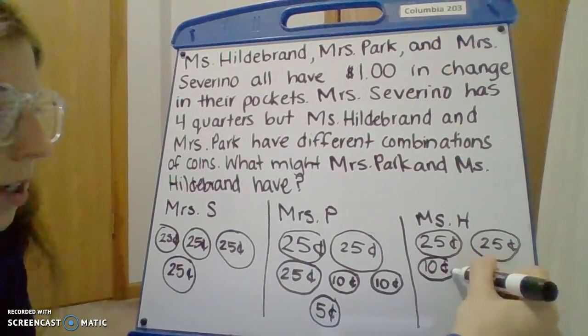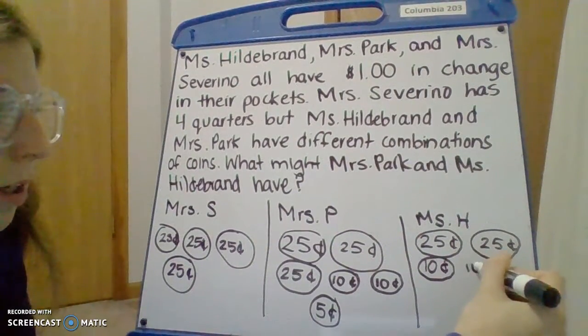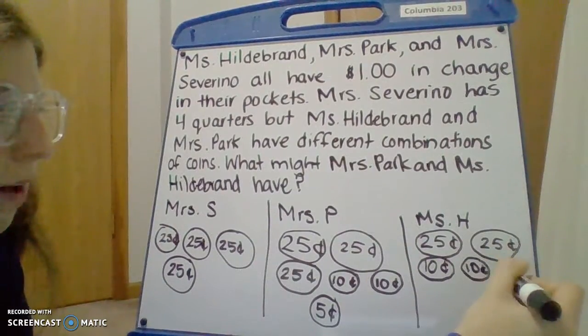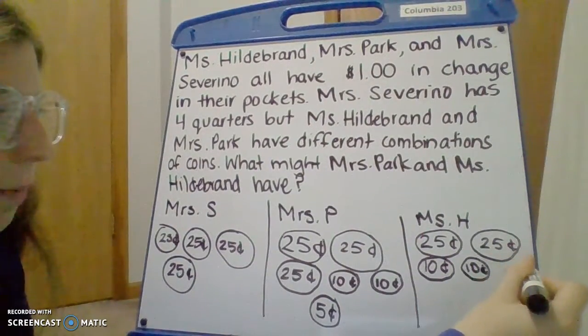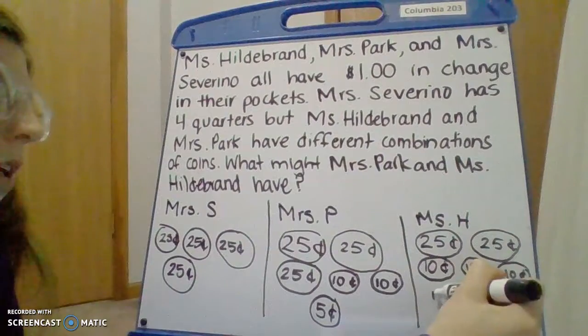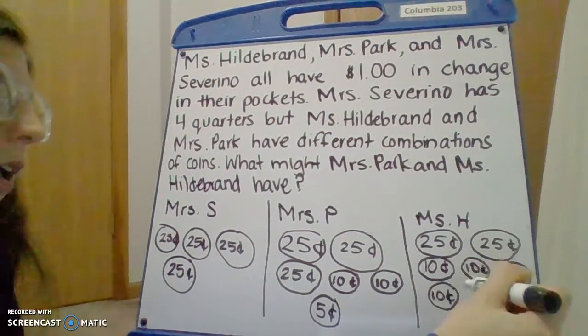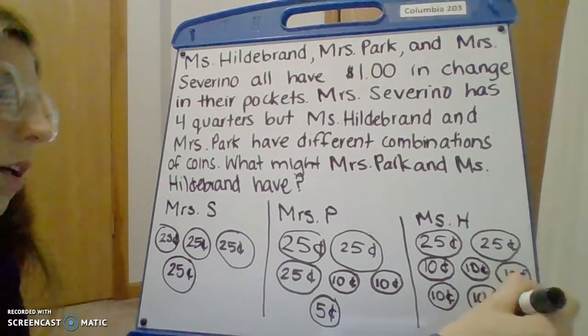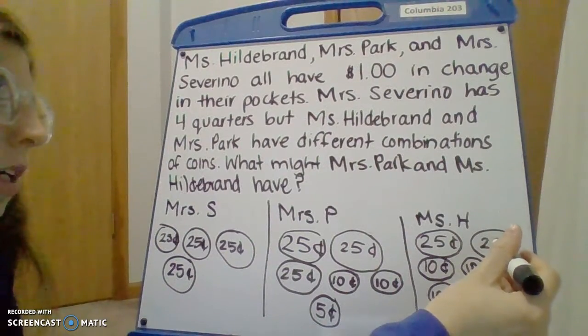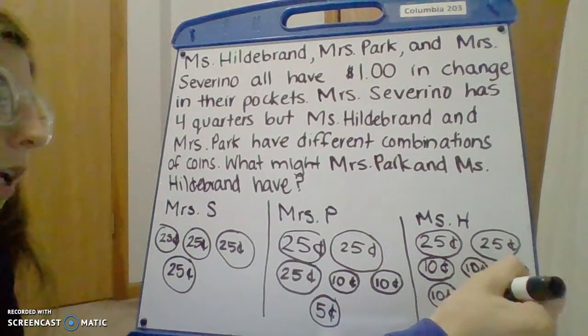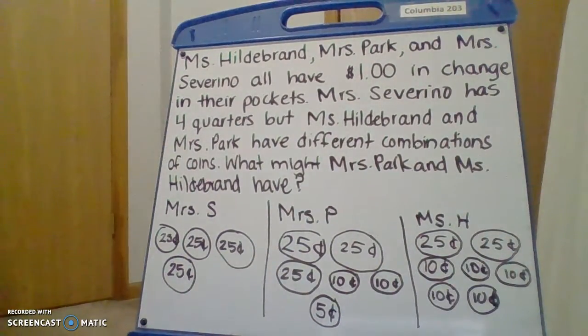So we're at 50. That's 60, 70. I'm just counting up by 10. 80, 90, $1. 25, 50, 60, 70, 80, 90, $1. Yep, so I've always checked my work over again. So these are possible coin combinations that Miss Severino, Miss Park, and Miss Hildebrand could have in their pocket to make $1 in change.